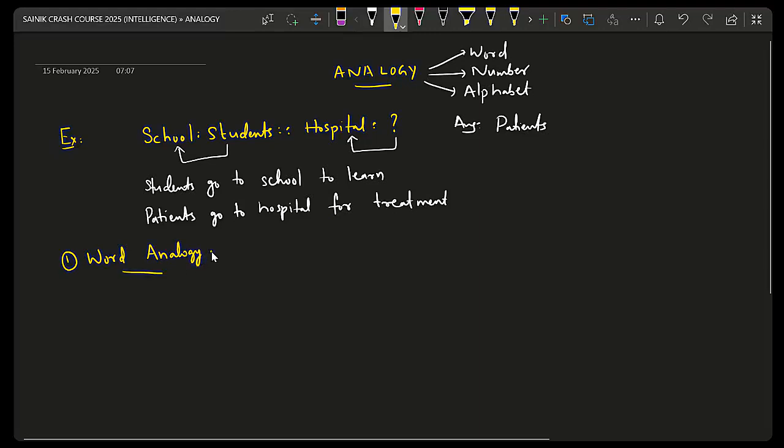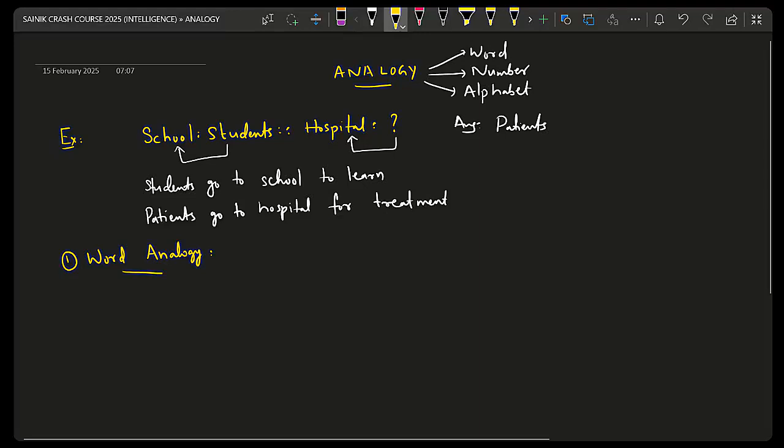In word analogy, two words are given which are related to each other in a particular manner. A third word is also given, followed by four alternatives, four options. Firstly, the candidate is required to identify the relationship between the first two words. Then the student is required to pick the word from the alternatives which bears exactly the same relationship to the third word as the first two have.